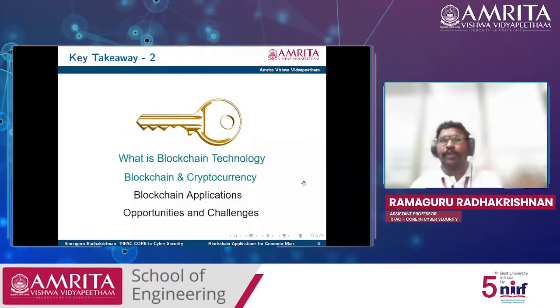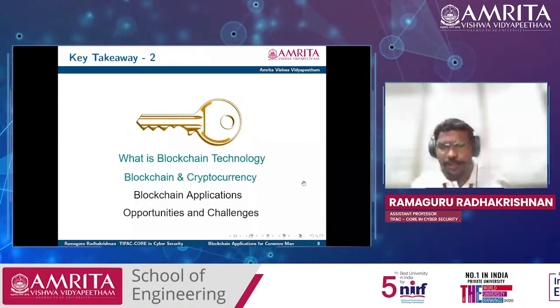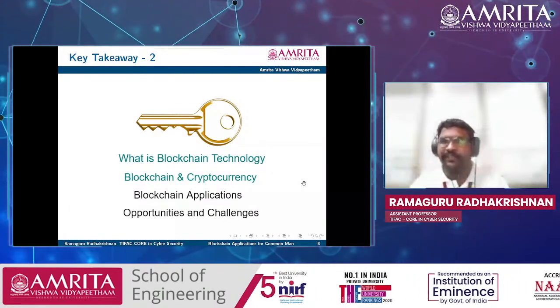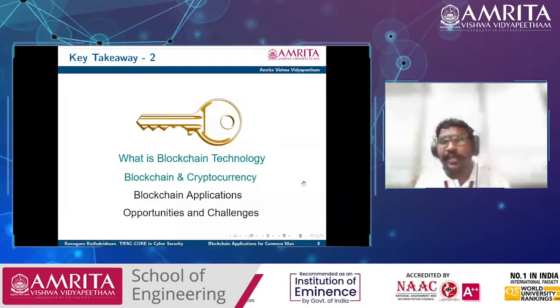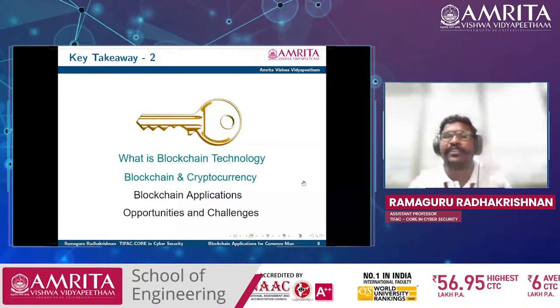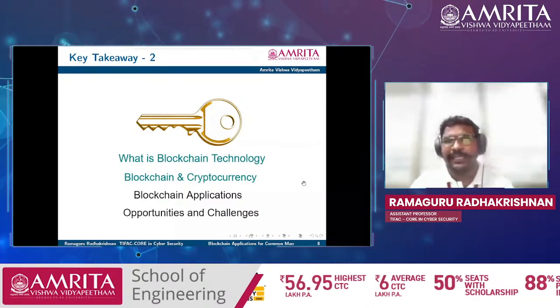Now that we have understood what is blockchain technology and how a block would look, and how it will be an alternate to the existing financial system, let us also understand what is a cryptocurrency and how it is related and how it is different. Okay, so that is the next key takeaway.